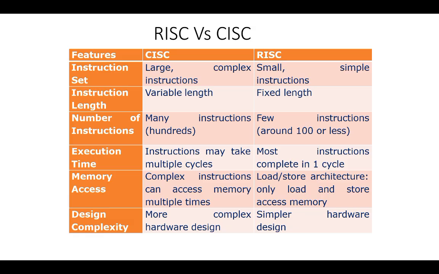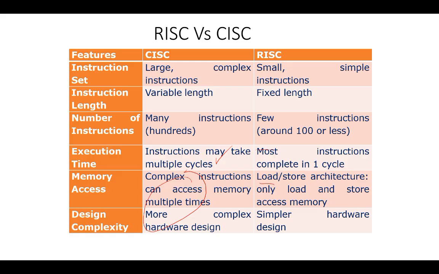For execution time, in CISC some instructions may take multiple cycles, whereas in RISC each takes one clock cycle. Next, with respect to memory access, CISC has complex instructions to access the main memory, which takes multiple cycles. In RISC, memory is accessed only through load and store instructions, and the load and store instructions do the loading and storing.